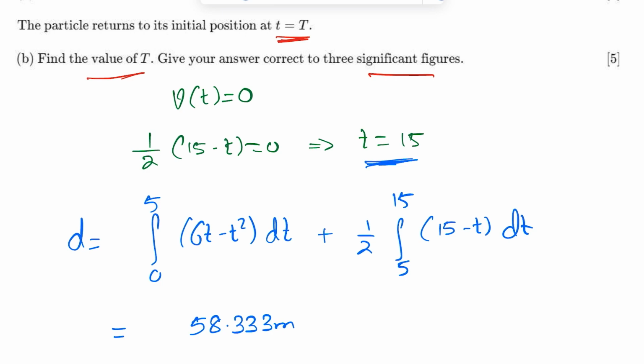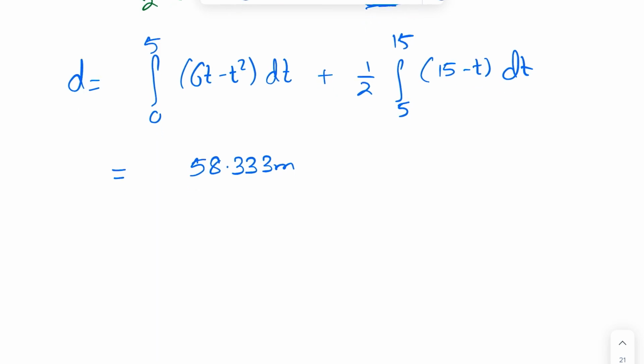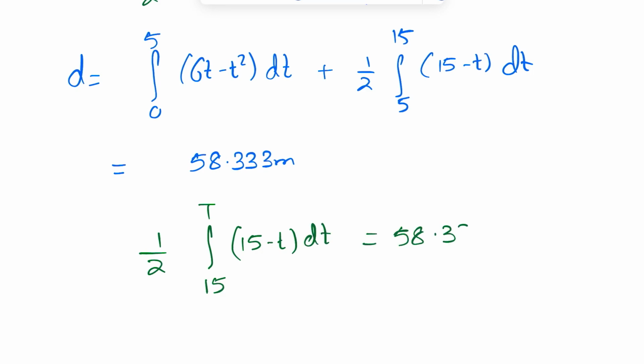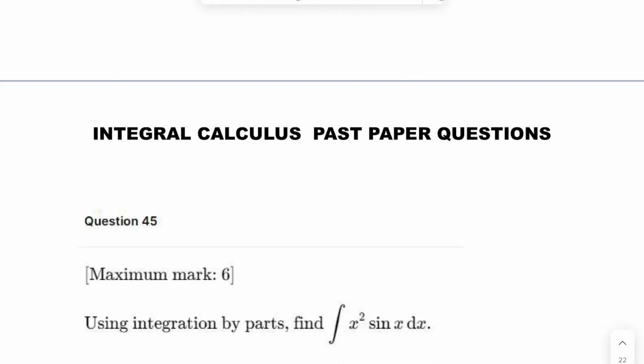Now after 15 seconds it will stop, meaning it starts its return journey. So when will it come back? I use 1/2 integral from 15 to T of the second equation, because after 5 seconds we use the second equation, and it has to travel 58.33. Again use the GDC, and you should get 30.3 seconds. That's going to be the answer.